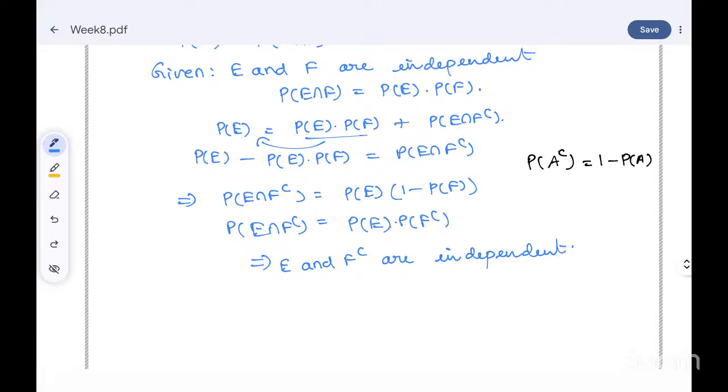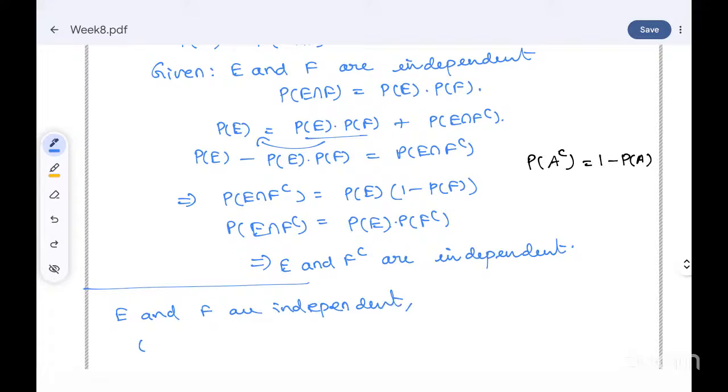All right. So now we got that E and F complement are also independent. Not mutually, so they are independent. So it means what? If the occurrence of F does not affect E, then the non-occurrence of F also should not affect E, right? So whether F happens or not, what is the intuition behind E and F being independent? What does that mean?